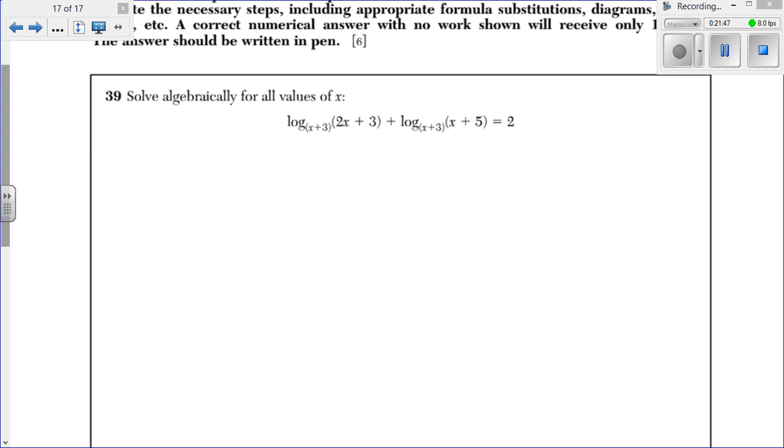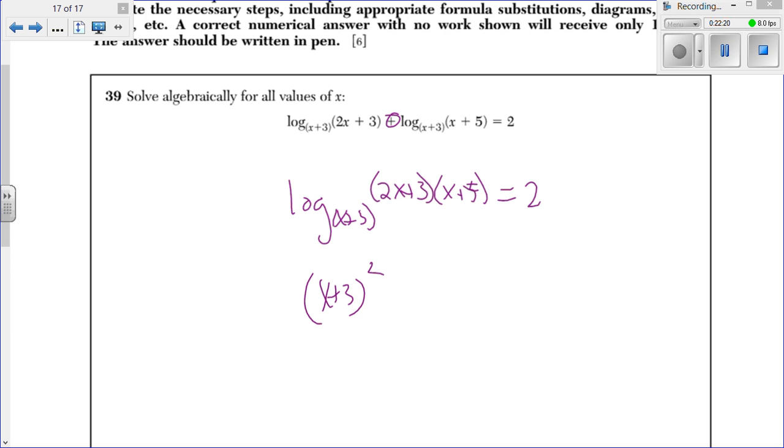Let's see here. This is kind of ugly. We have to use our properties of logs. Eventually we're going to have to turn this into exponential form, but this is a plus, so that means I'm going to need to multiply. So I will have the log base x plus 3 of 2x plus 3 times x plus 5 equals 2. So I actually need to FOIL in there, but I can turn it into exponential form before then. Doesn't matter. So my base is x plus 3. My exponent is 2 is equal to the number, which is 2x plus 3 times x plus 5.